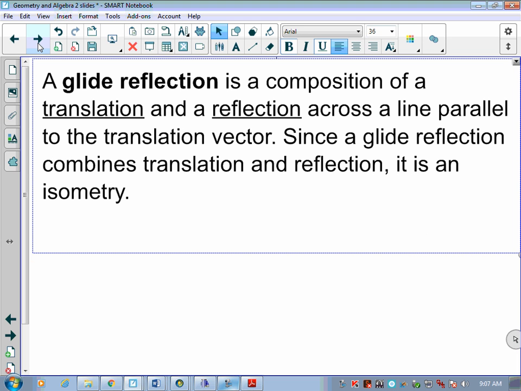There are a couple of specific composite transformations that they do talk about. One of these is a glide reflection. Glide reflection simply means that we're going to translate it and then reflect it. So it's a composition of a translation and a reflection across a line parallel to the translation vector. Since a glide reflection combines translation and reflection, it is also an isometry, because those two things are isometries.